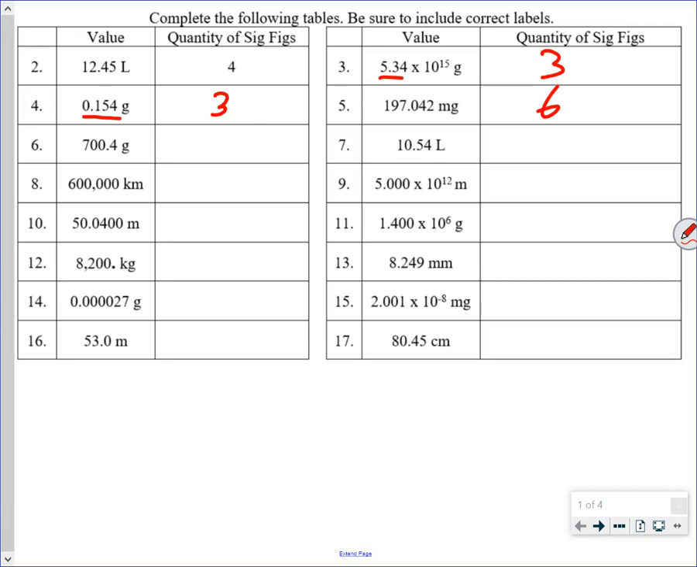Number 6, I have 700.4. Again, those zeros are trapped. They count. So I have 4 sig figs. Number 7, another trapped 0. That 0 is between a 1 and a 5. Therefore, it also is significant. We have 4.